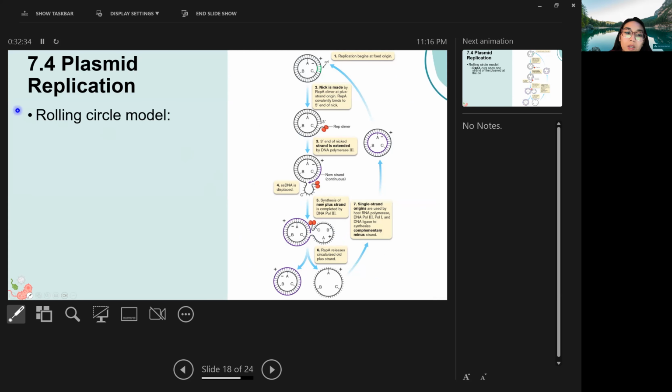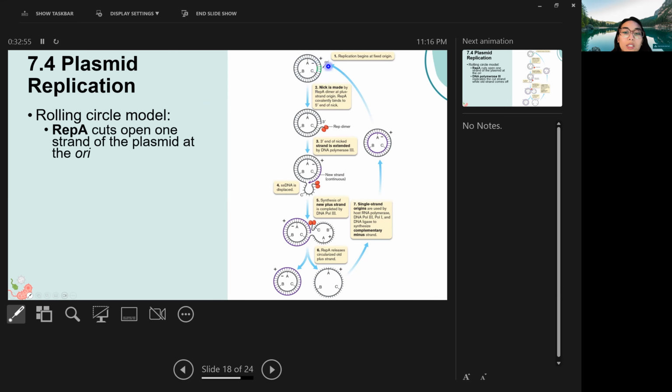The model that we call it is called the rolling circle model. And the reason why is because it doesn't happen in both directions. You know how with the bacterial chromosome, it's two-directional, there are two replication forks. With the plasmid, there's only one region where the replication happens. Okay, so let's start with the first part.